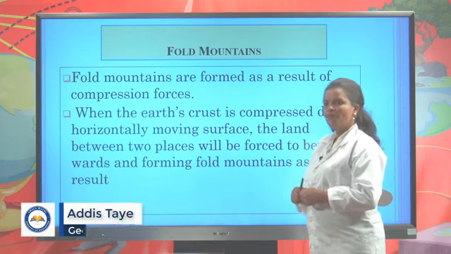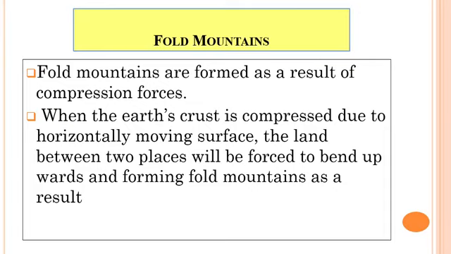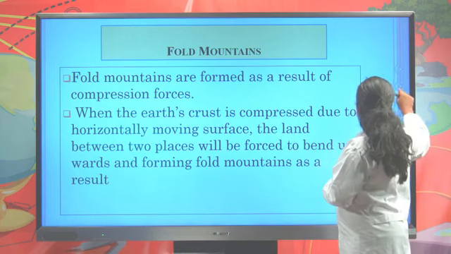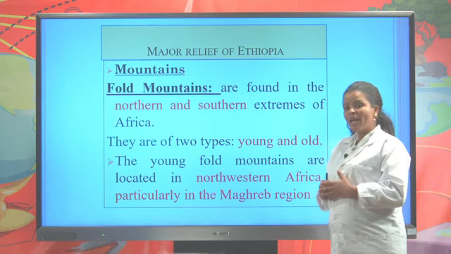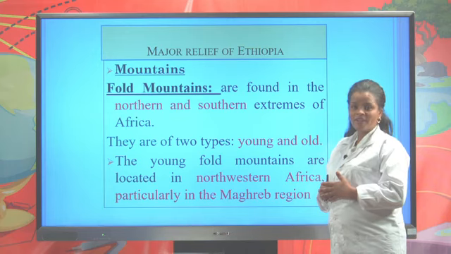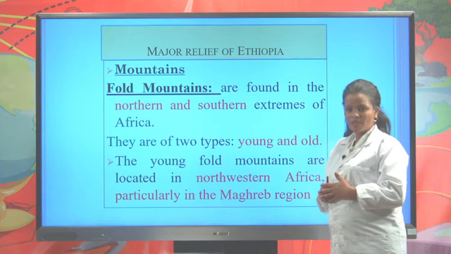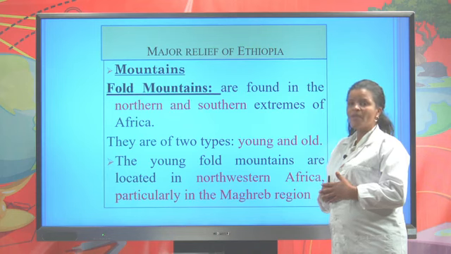The second mountain type is fold mountain. Fold mountains are formed as a result of compressional force. Fold mountains in Africa are mostly found in the northern and southern extreme points of Africa. There are two types of fold mountains. These are young and old fold mountains. The young fold mountain is formed during the Cenozoic era, and the old fold mountain is formed during the Mesozoic era.